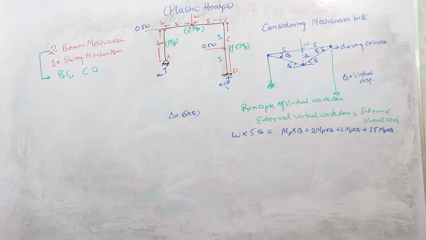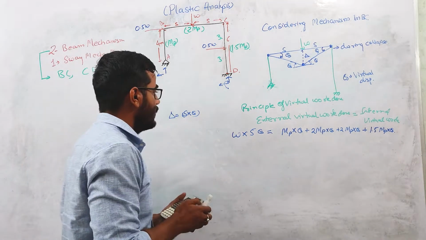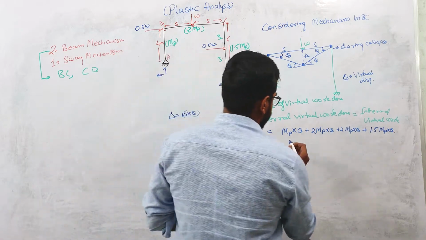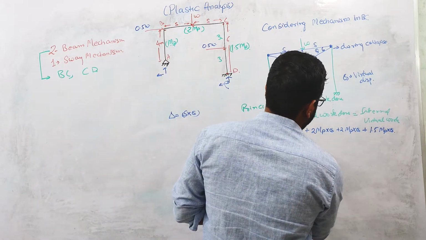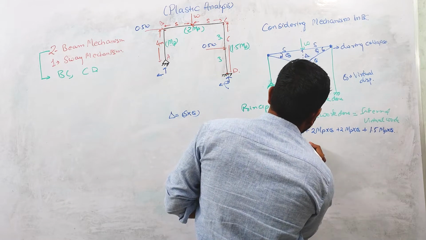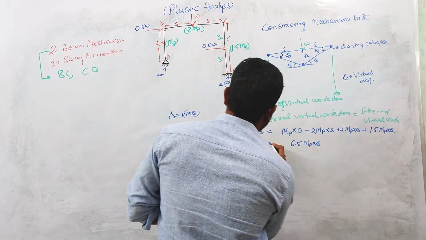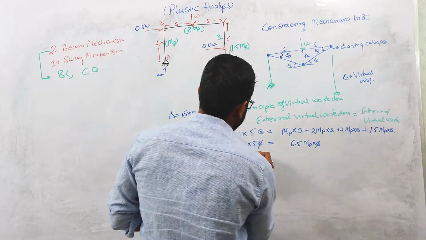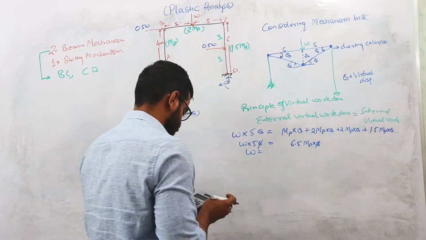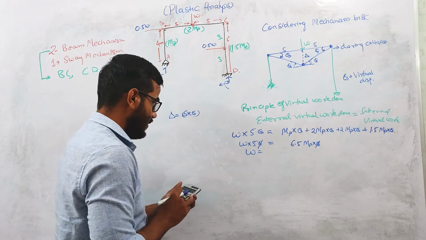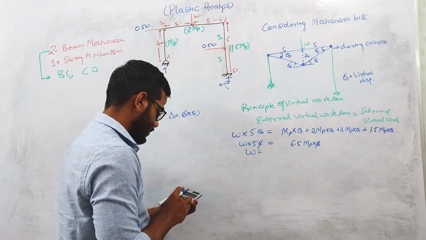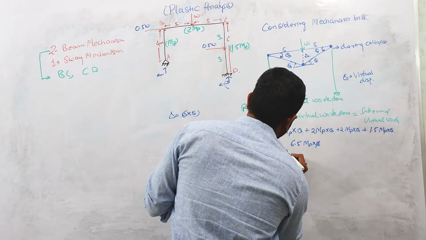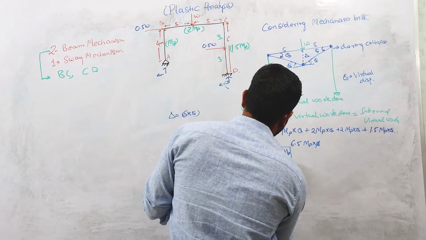So if you calculate this thing, this will be 6.5 mp into theta, and this is equals to 5 theta. Theta will cancel out each other. So W will be equals to 6.5 divided by 5. So W is equals to 1.3 mp.